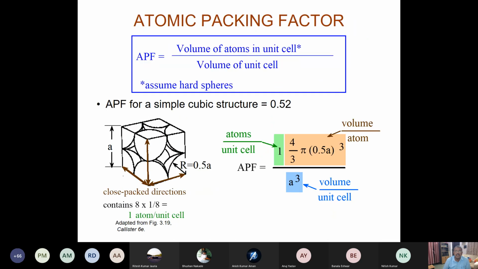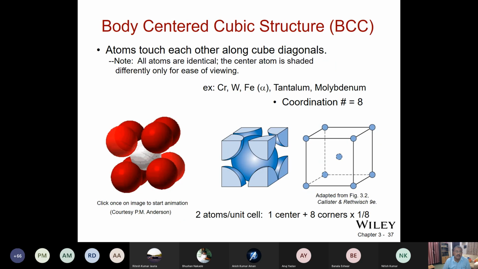Now, today we shall move to the atomic packing factor I calculated. The next crystal structure we shall talk about is body-centered cubic. If you look at this model, holding in my hand, there is an atom at the body center position and 8 atoms at the 8 corners of this cubic unit cell.